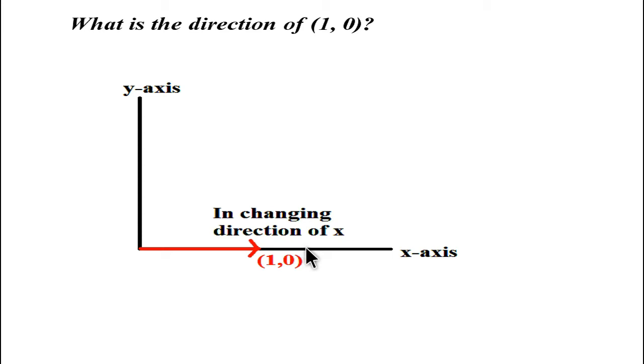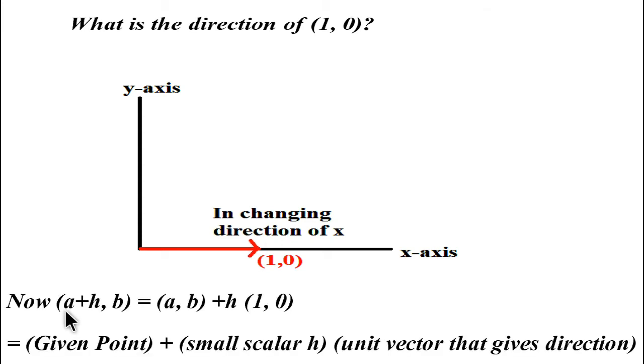Here we are calculating the partial derivative with respect to x. Therefore, the direction of this unit vector is the changing direction of x. Now we can write the final vector as (a, b) plus h(1, 0). What is (a, b)? (a, b) is the given point at which we have to calculate the partial derivative. What is h? h is a small scalar. So (a, b) is a given point, h is a small scalar, and (1, 0) is a vector that gives us a direction.